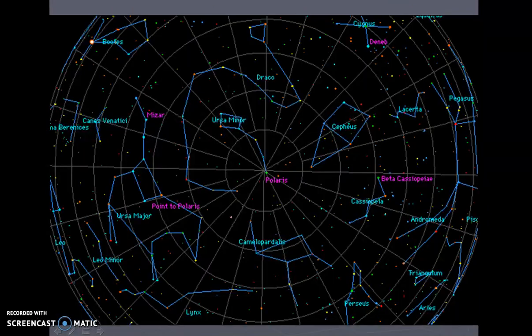So here's Polaris right here, and all of these constellations will appear to rotate counterclockwise on a daily basis around Polaris. So just the constellations that are closer to Polaris, not necessarily the ones that are further out.